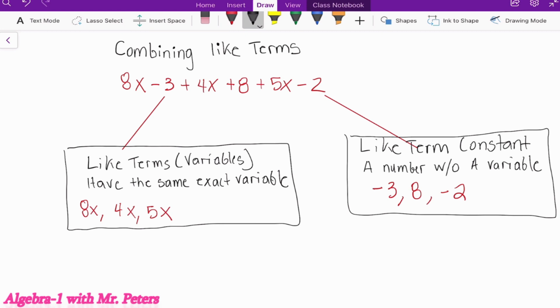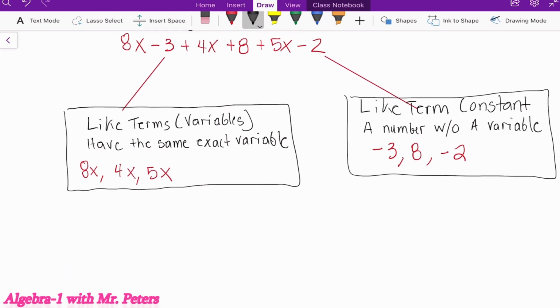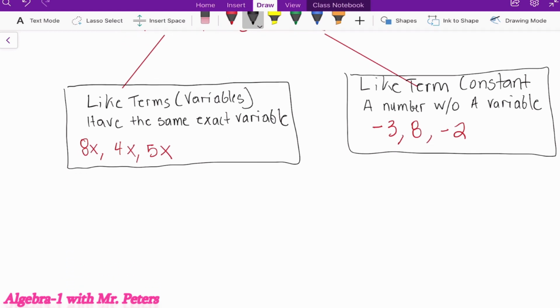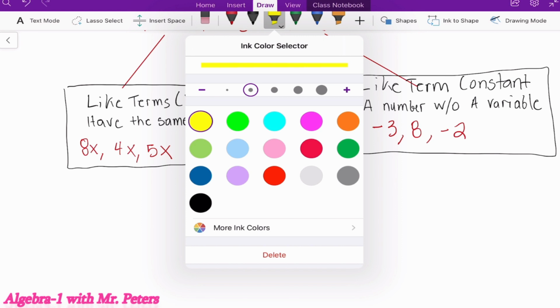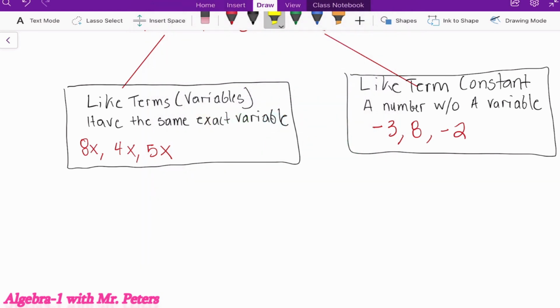And what we want to do now, we're going to come under like terms for the variables. And let's actually highlight this, right? So these could stick out a little bit. So we know we're talking about variables over here on the left-hand side. And we know the constants. These are numbers with no variable. Okay? So let's go further down the ladder.